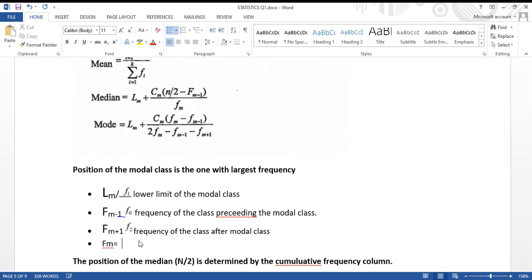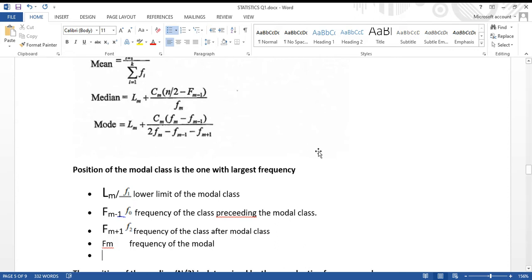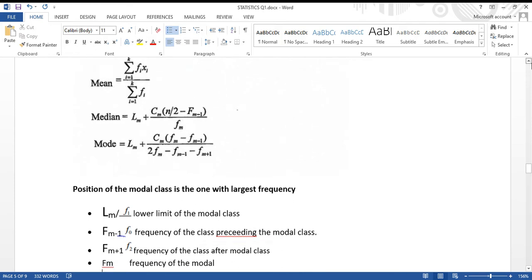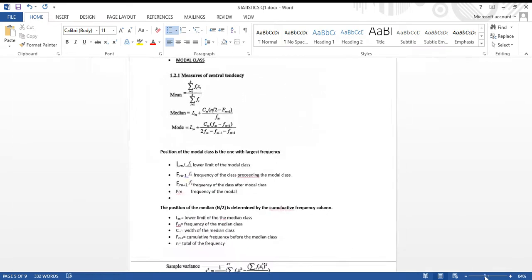Let me bring the table so that we do that. The first thing we have to do is find the position of the modal class. Let me just bring the table.